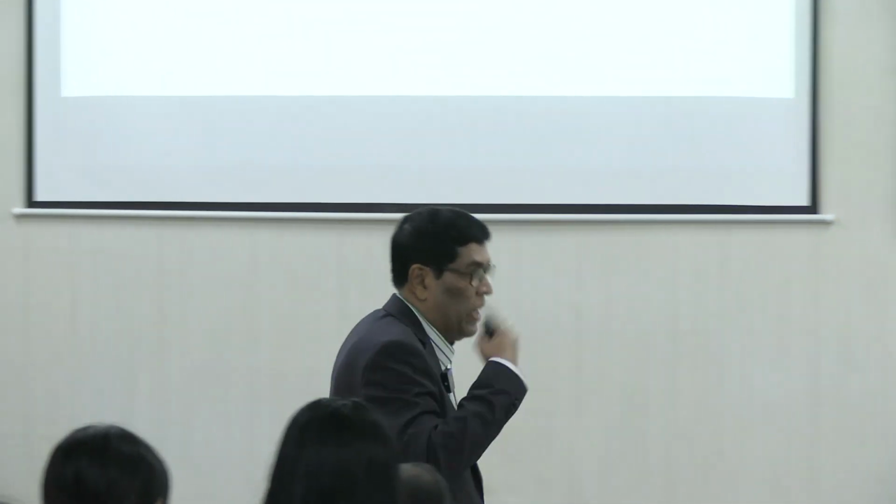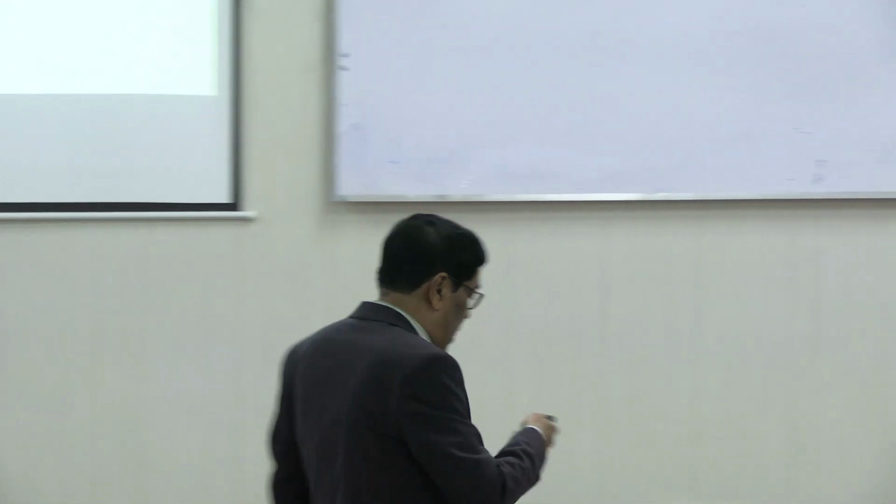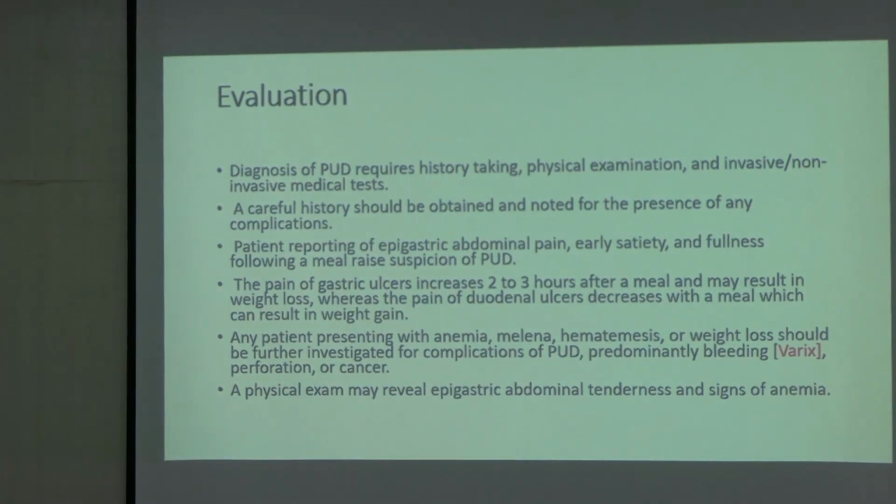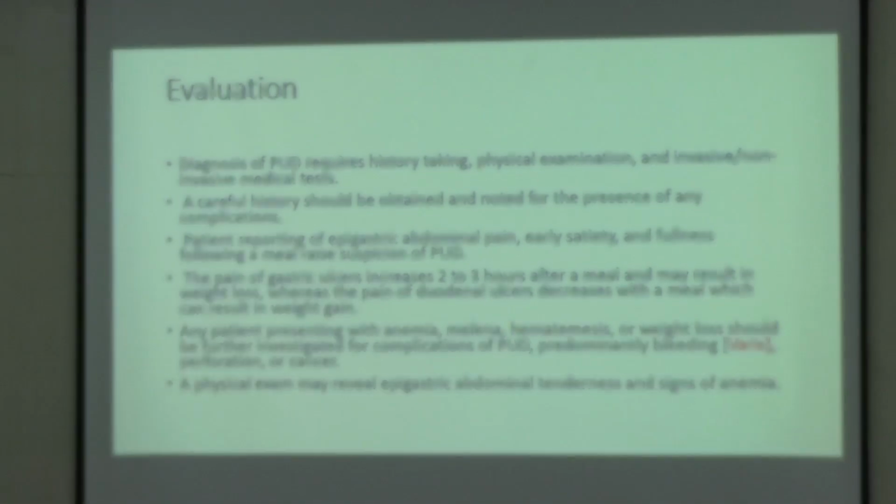What is emesis? Vomiting. Repeated vomiting, because of irritations. Family history of upper GI malignancy, if it is there, you have to take it very seriously. So how will you evaluate? History you have to take. In history, what will you see?